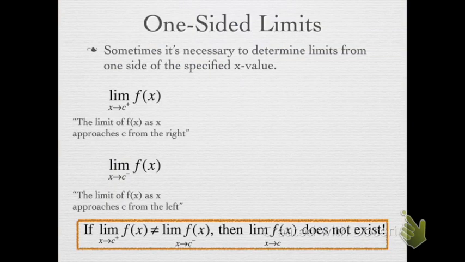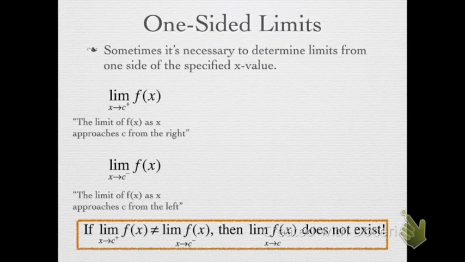One-sided limits. Sometimes it's necessary to determine limits from one side of a specified x value. And how we do this is our notation is the limit as x approaches c, with an exponent of positive, of f of x. And the way we read it, the limit of f of x as x approaches c from the right, from the positive side of the graph. That's why we have the plus sign. We're coming in from the right side.